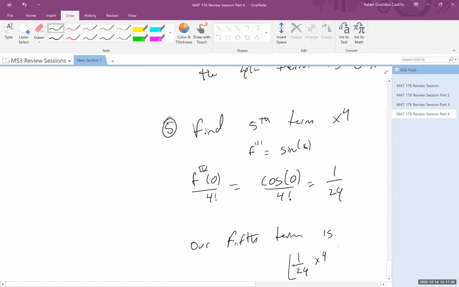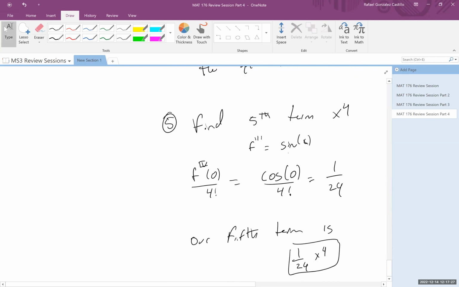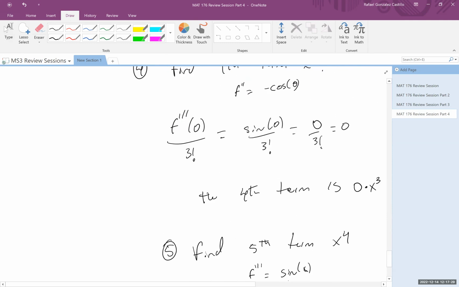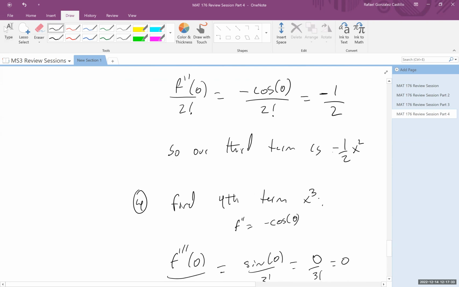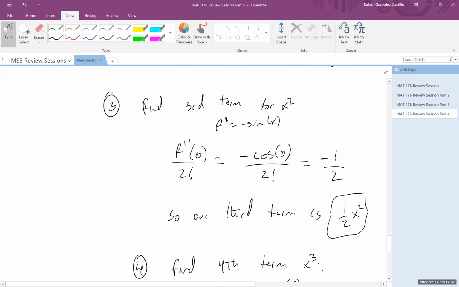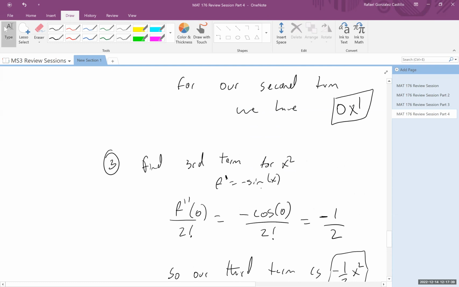And now all we have to do is put this together. So we have 1 over 24 x to the 4. We have 0 x cubed. We have negative 1/2 x squared. We have 0x, and we have 4.